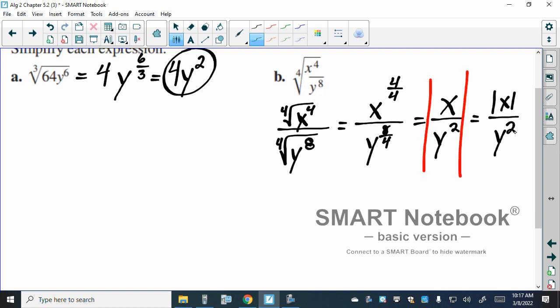But I feel that's getting a little too nitpicky, because here we're really wanting to see, can you simplify these? Can you work with this? Because that would technically be the correct answer, because we would need the absolute value of x over y squared. Any other questions on this here?